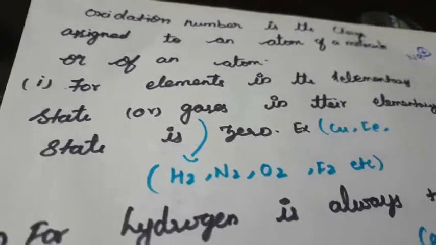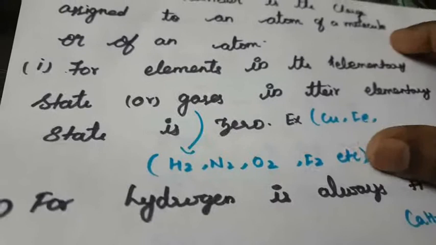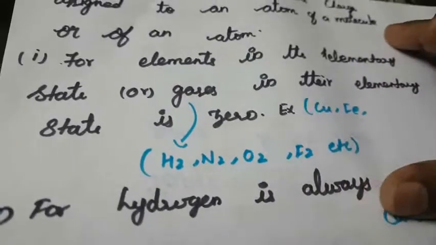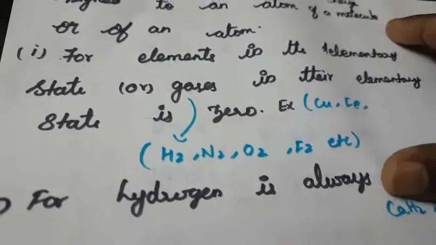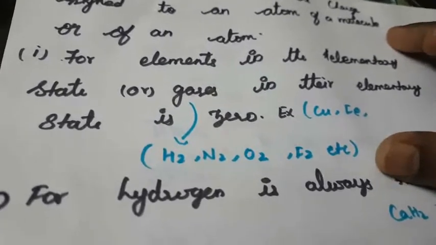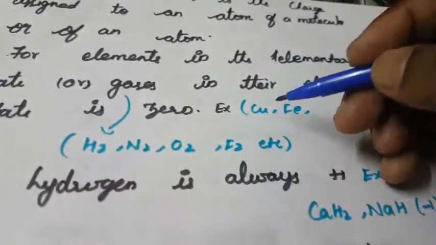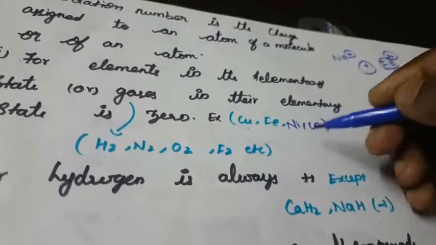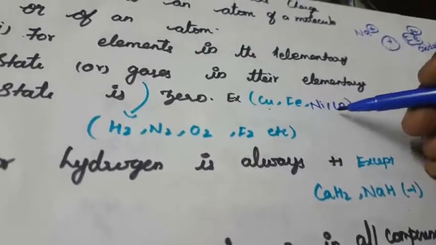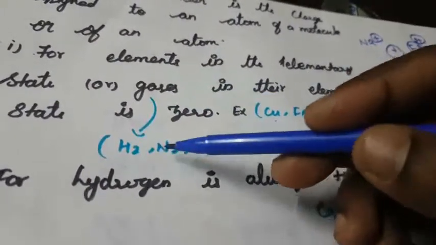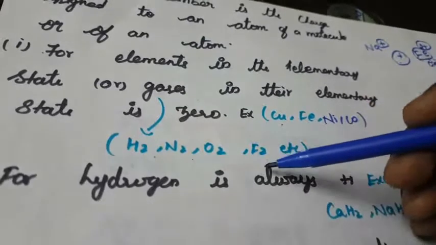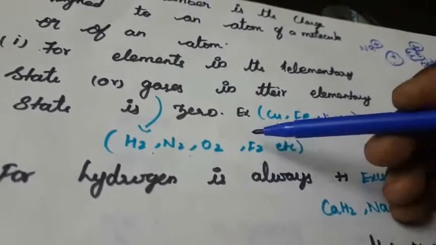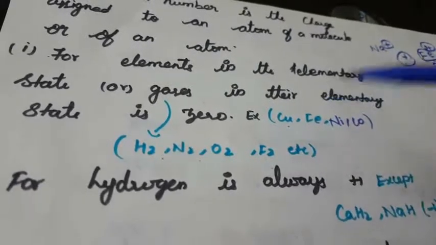First we are going to understand what conditions are applied. The first one is for elements in their elementary state, or gases in their elementary state: the oxidation number is 0. What is the meaning of that? For a single atom, for example copper, nickel, cobalt, any individual element, the oxidation number is always 0. Another one is for gaseous molecules like hydrogen, nitrogen, oxygen, fluorine. In this condition the oxidation number is 0. This is the first one.